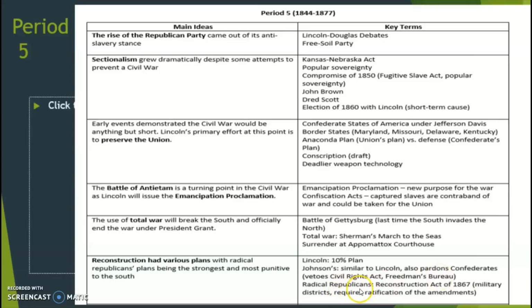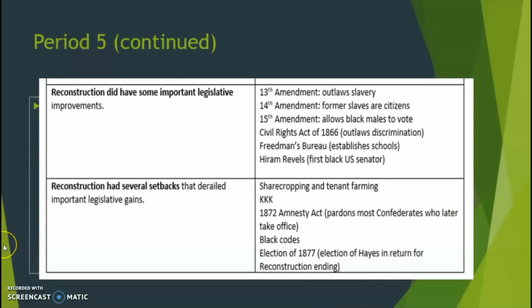Radical Republicans, on the other hand, are eventually going to take Reconstruction out of President Johnson's hands because they see him more as an obstacle. So we're going to see the establishment of military districts, and we're going to see the 13th, 14th, and 15th Amendments coming about. But definitely know that the Radical Republicans have the strongest plan, and they're going to take over from Johnson. They're going to be overruling his vetoes, and consequently, we're going to see some improvements here.